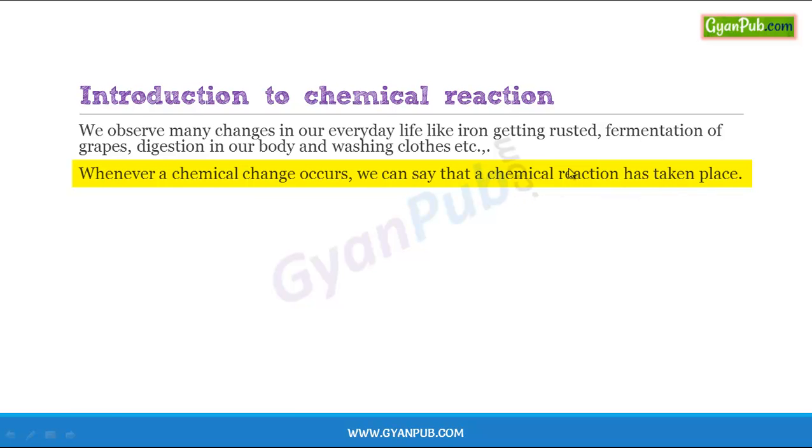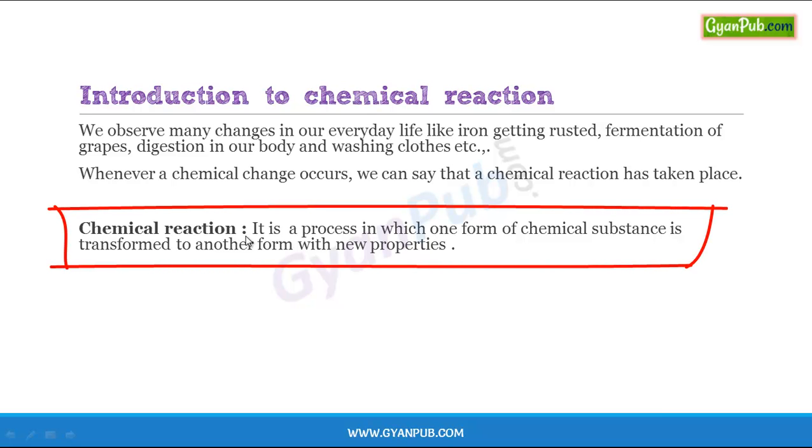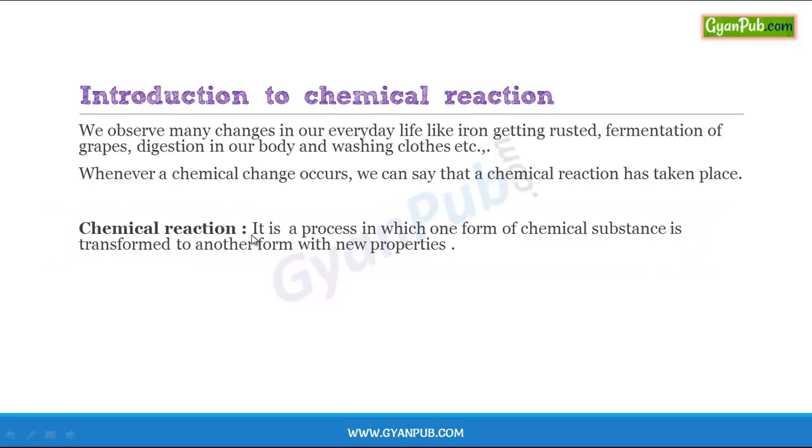We can define a chemical reaction as a process in which one substance transforms into another substance with new properties. One substance gets transformed into another by changing its color, its temperature, its physical conditions, or its chemical properties. The process involved in these changes is a chemical reaction.